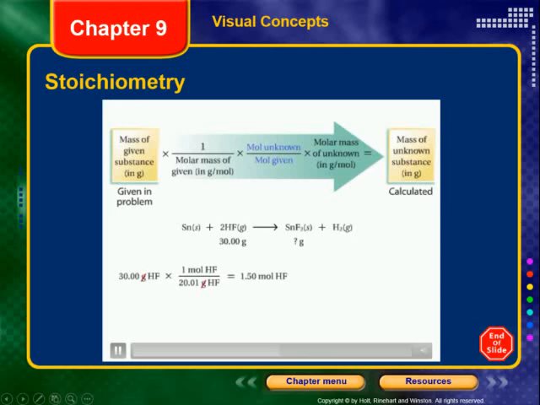Next, convert the moles of hydrogen fluoride into moles of tin 2 fluoride. Look at the balanced chemical equation to see that the mole ratio of tin 2 fluoride to hydrogen fluoride is 1 to 2. Using the mole ratio, find the number of moles of tin 2 fluoride produced by the reaction. Then convert the moles of tin 2 fluoride into grams using the molar mass calculated from the periodic table. 30.00 grams of hydrogen fluoride can produce 117.5 grams of tin 2 fluoride.